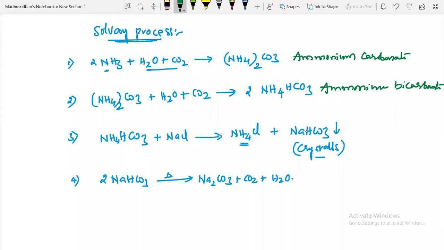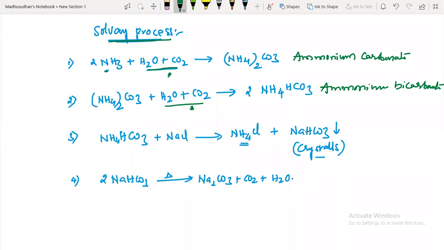So here, what is the first thing happening in the Solvay process? The Solvay process is a preparation method for sodium carbonate, that is nothing but washing soda. The first step is ammonia on reaction with carbon dioxide and water. You are getting ammonium carbonate. This ammonium carbonate on further reaction with the same reagents, water and carbon dioxide, gives ammonium bicarbonate.